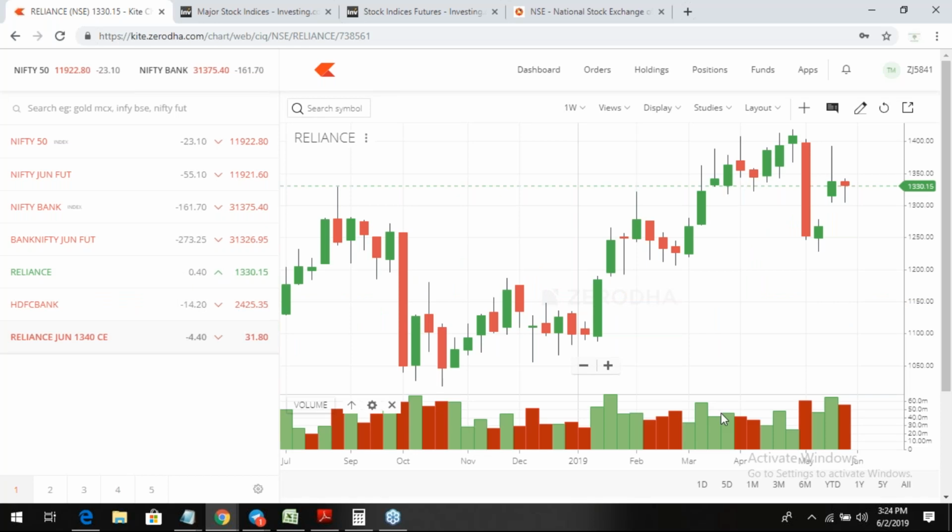Okay. I traded a Reliance 1340 call in May last week. When the price was 3040, the call value was 27 rupees. Now the value is 31 rupees, a little higher maybe. Any questions? Is everything clear till now?